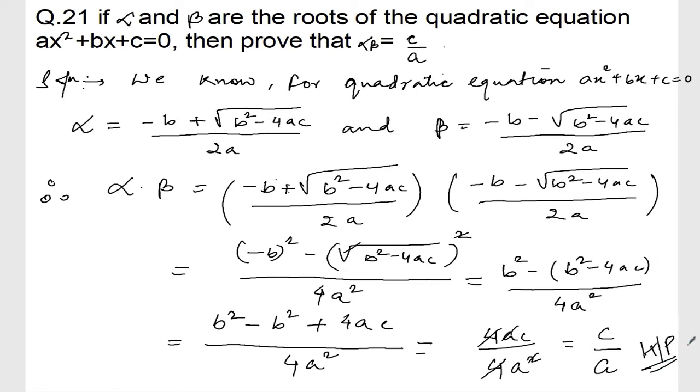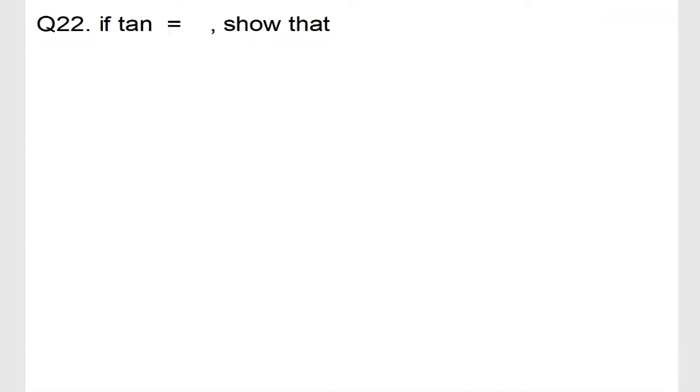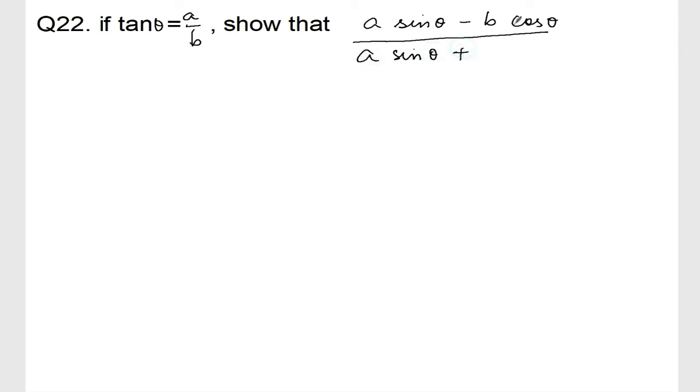If you have any doubts, please do write in the comment below. Now let us do the next question, question number 22. I think I haven't completed the question. If tan theta is equal to a by b, then let me copy the question: a sin theta minus b cos theta divided by a sin theta plus b cos theta.